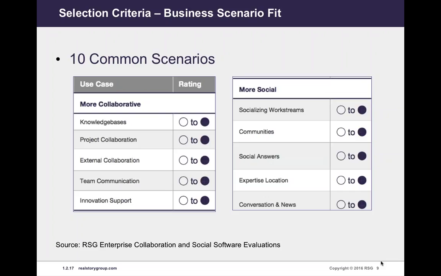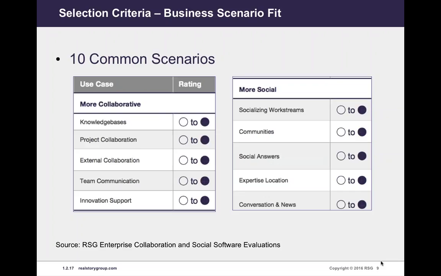So among these, team communication is relatively new. This is a scenario that tools like Slack are addressing. Innovation support and idea management and open innovation, then you see a lot of interesting use cases around that as well. So when you move towards the right, these use cases are a little more social oriented, if you will.